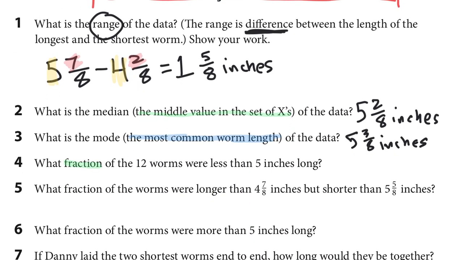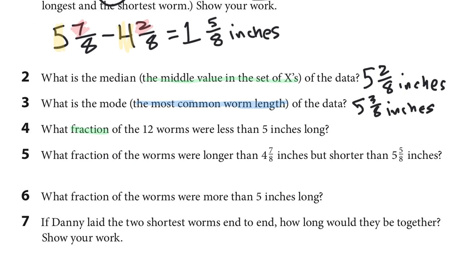Okay, so let's think about this. What fraction of the 12 worms? Well, I know that I have 4 of the 12. That as a fraction would be 4/12. 4 out of 12, okay? Because that's how you can read a fraction, 4 out of 12, okay?